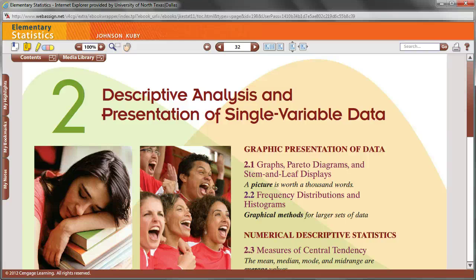Hello everyone, let us now begin Chapter 2, Descriptive Analysis and Presentation of Single Variable Data. This Chapter 2 and the first half of Chapter 3 will cover the descriptive statistics part. The rest of the semester will be devoted to inferential statistics and its theoretical background, probability theory. In other words, we don't have much time talking about descriptive statistics. So everything we discuss here is important.